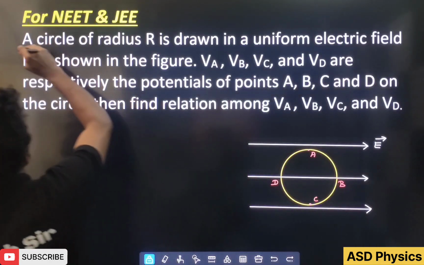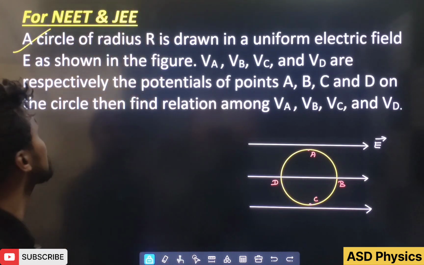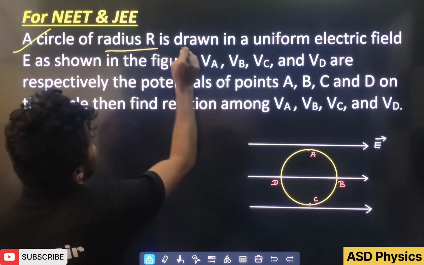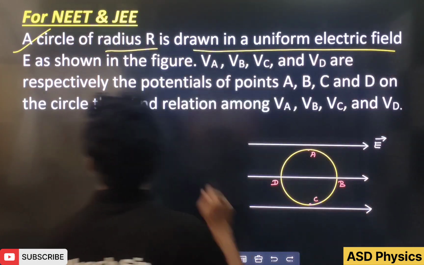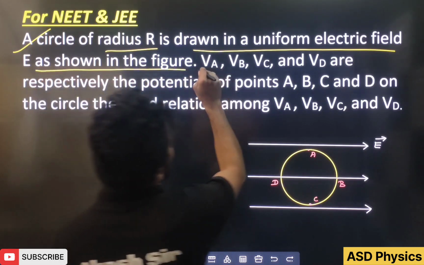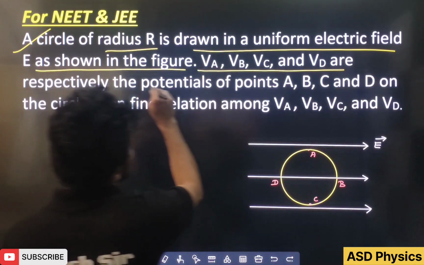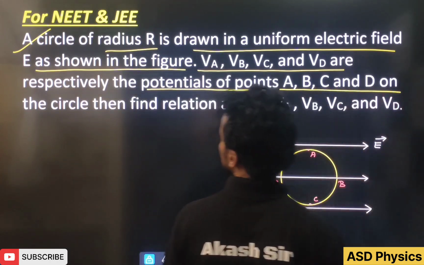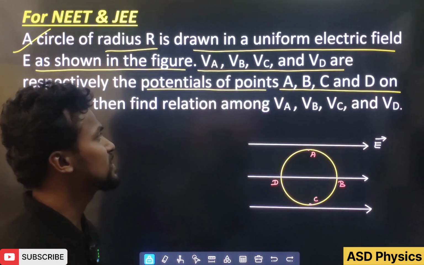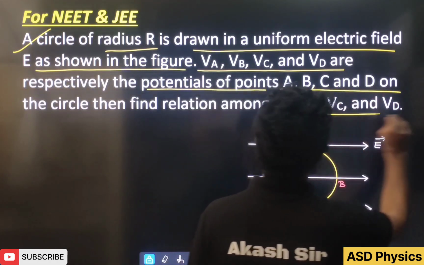Now students, all this we have finished. Now a very easy question from the NEET and JEE point of view. Let's see here. A circle of radius r is drawn in a uniform electric field as shown in the figure. VA, VB, VC and VD are respectively the potential at points A, B, C and D on the circle. Then find the relation between A, B, C and D.